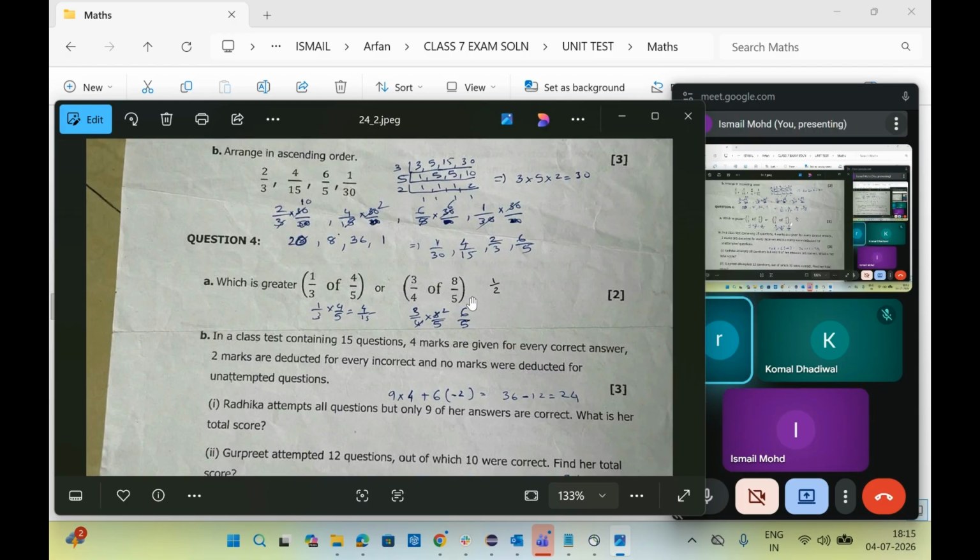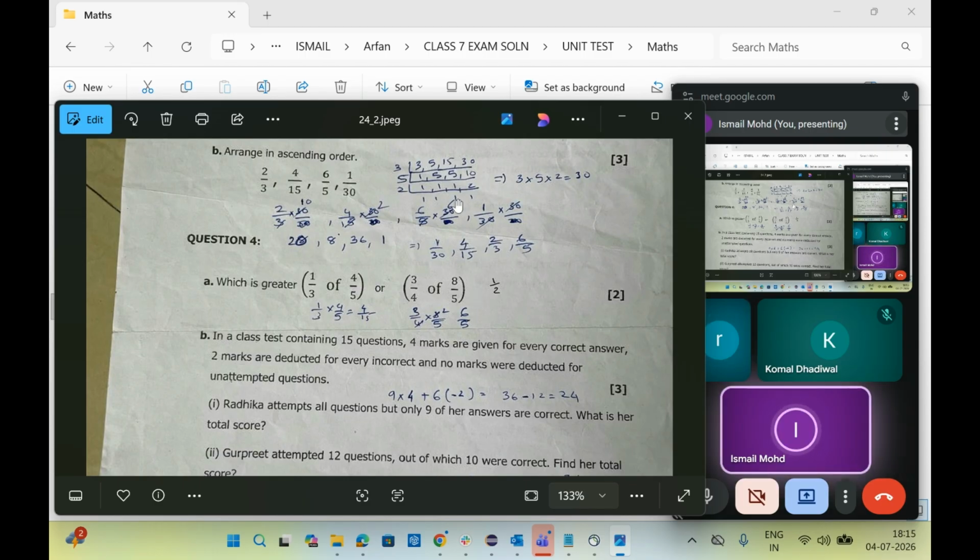After we multiply by the LCM, we write the answer. We have to write the answer in the original numbers only. You should not write the result which you multiplied by the LCM, because they ask for the ascending order of the original numbers.